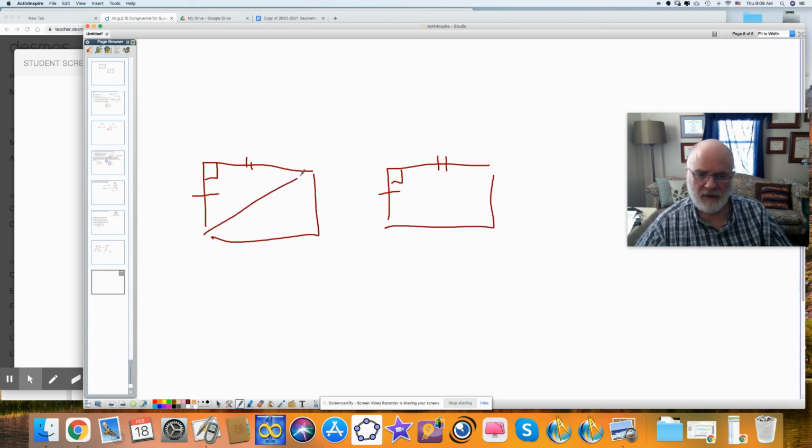By the side-angle-side triangle congruence theorem, there's a transformation that maps this one onto this one. Since they are congruent, I can apply that same thing to this last point. And that means these two rectangles have to be congruent. All four sides are congruent.